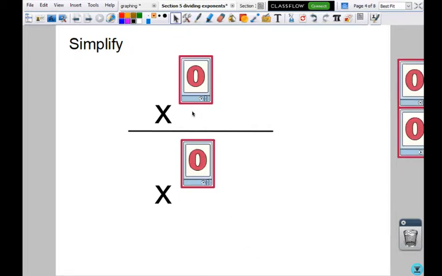All right, first in-class problem. Simplify this one. It's just x to the third.